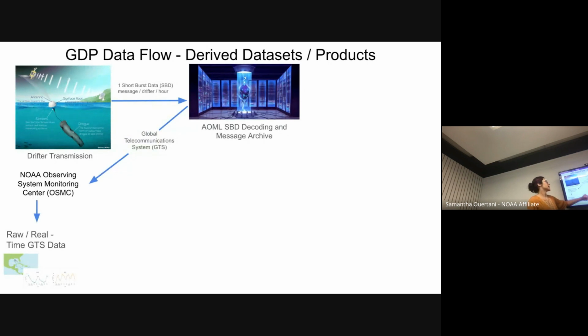At this point, the decoded messages are posted onto the GTS, the Global Telecommunications System, and this is made available to the public on the OSMC ERDDAP, the Observing System Monitoring Center, by a colleague of ours at OSMC. This then forms our very first GDP data product, which is the raw/real-time GTS data. Now, we also work very closely with OSMC, and we have been able to provide this data product on our ERDDAP, even though it is the OSMC's product.